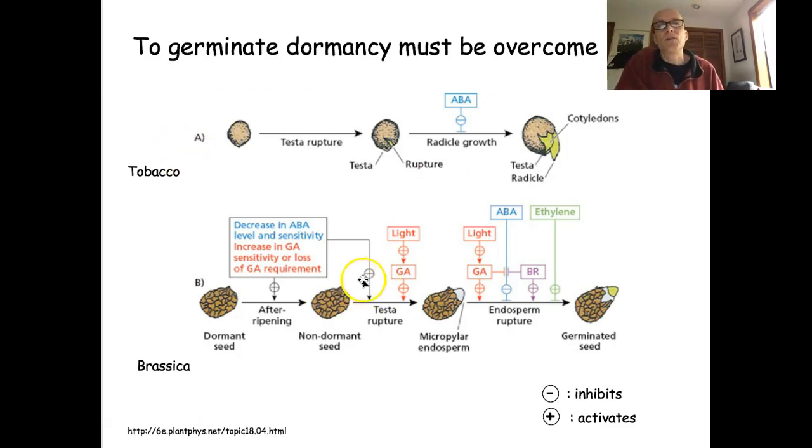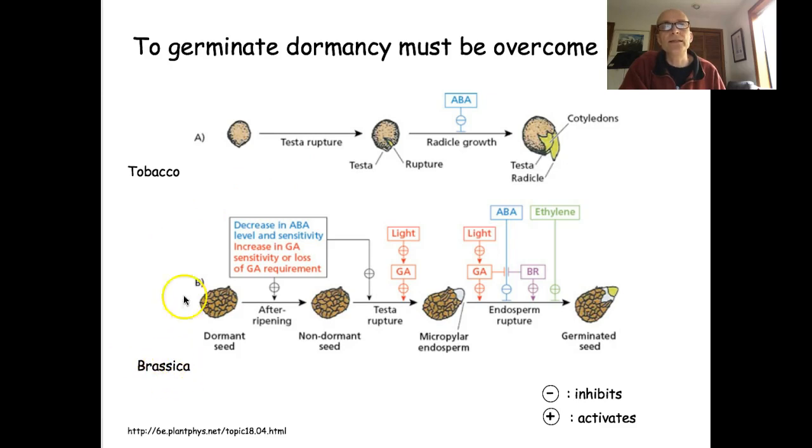So if you look at this graph here, you see that different species, in this case tobacco, and here brassica, respond differently to environmental influences as well as to endogenous influences that keep the seed dormant. So this is from the website of your textbook. And these little pluses, so this is a plus and here's a minus, that means that it either activates whatever it's pointing to, or that it deactivates whatever it's pointing to, right? So in this case, ABA deactivates radicle growth. So you can see that in tobacco, it's a relatively simple process compared to brassica.